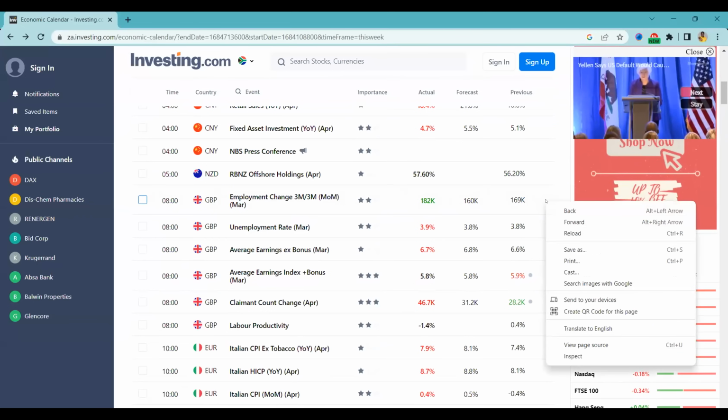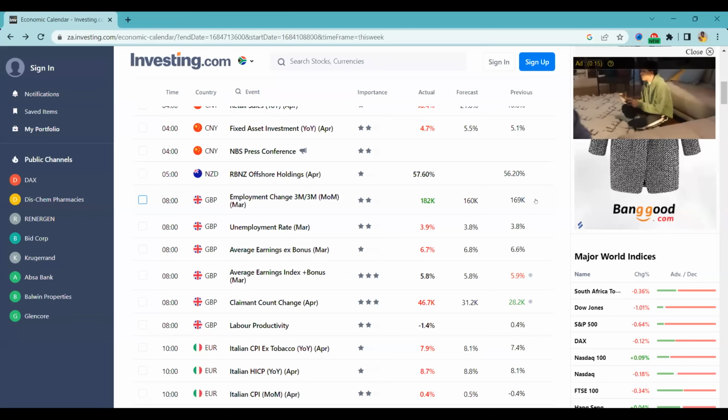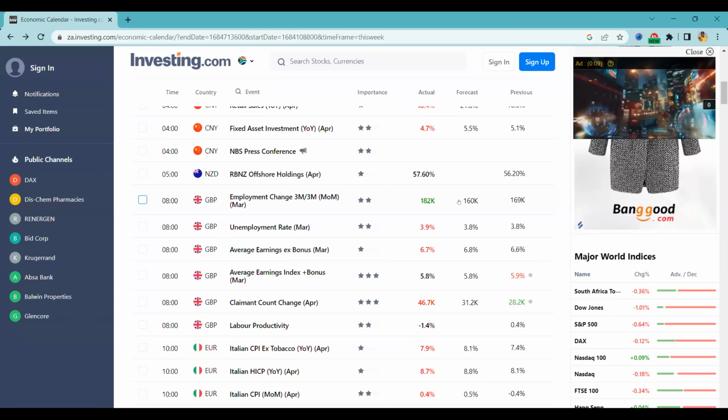Now, how do you know that this is a K event? It's because it ends with K at the end, number one. Number two, what does the K stand for? 169K simply means 169,000. When you see 160K, it means 160,000. 182K means 182,000. That's a K event.